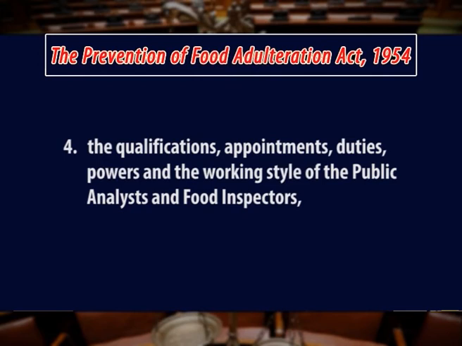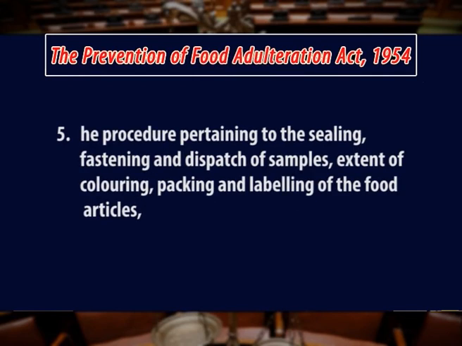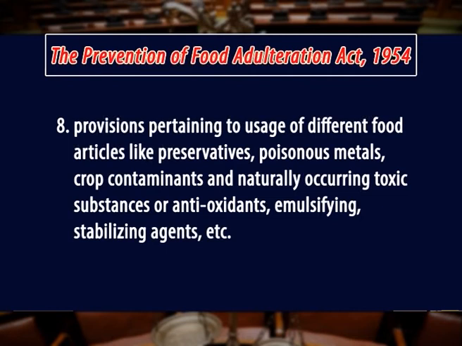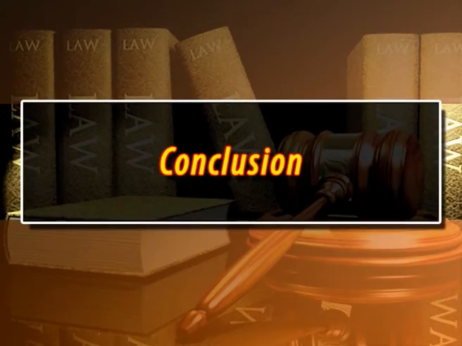the procedure pertaining to the sealing, fastening and dispatch of samples, extent of coloring, packaging and labeling of the food articles, prohibition, regulation and conditions of sales, procedure for obtaining the license for sale of food articles, provisions pertaining to the usage of different food articles like preservatives, poisonous metals, crop contaminants and naturally occurring toxic substances or antioxidants, emulsifying, stabilizing agents, etc.